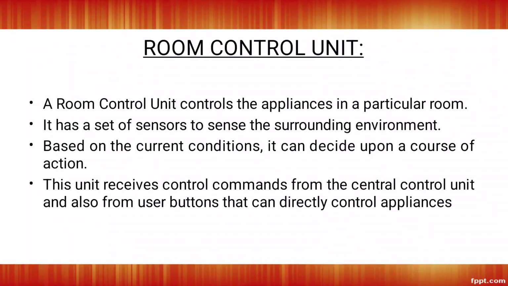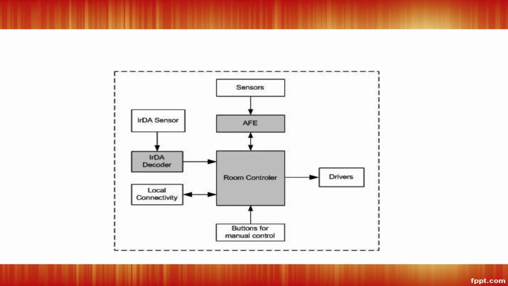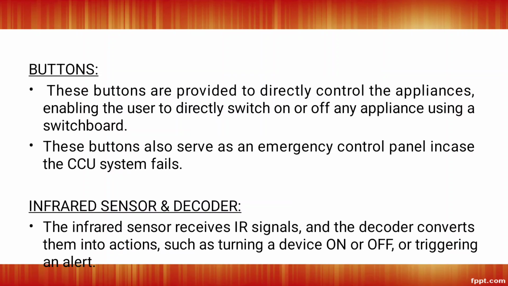Next unit is room control unit. It controls the appliances in a particular room. It has a set of sensors to sense the surroundings, and this system controls the particular room's surroundings. Based on current conditions, a course of action can be decided upon. Some components are the same as those of the central control unit: drivers, buttons for manual control, local connectivity, IrDA decoder, IrDA sensor, certain sensors and AFE.